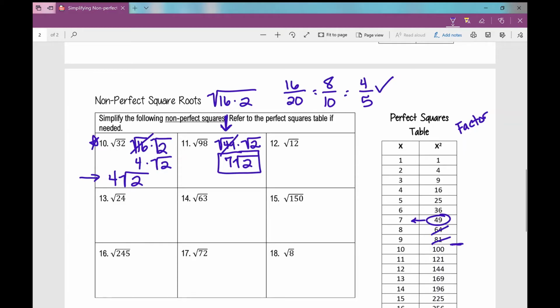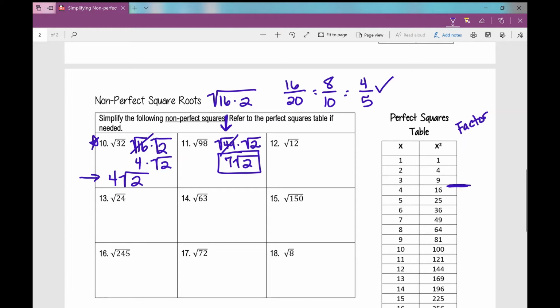Let's go to number 12. Since this is a brand new topic, a lot of students really struggle with this on day one, at least with the first several examples, and then all of a sudden a light bulb just goes off, just clicks. So the square root of 12, I'm going to find the two perfect squares that 12 lies between.